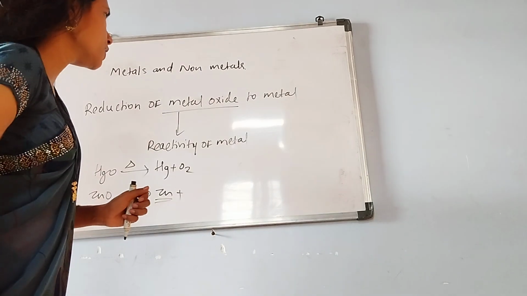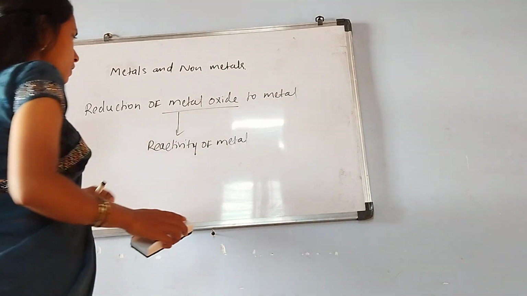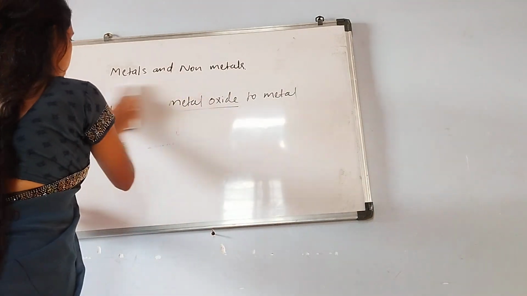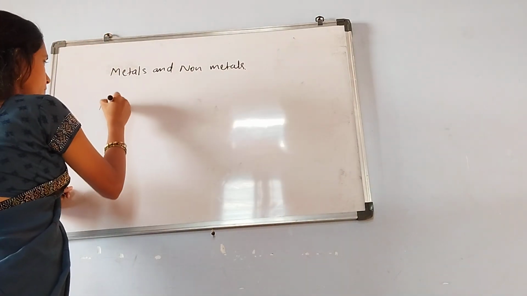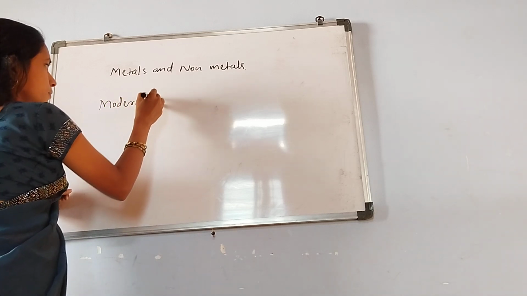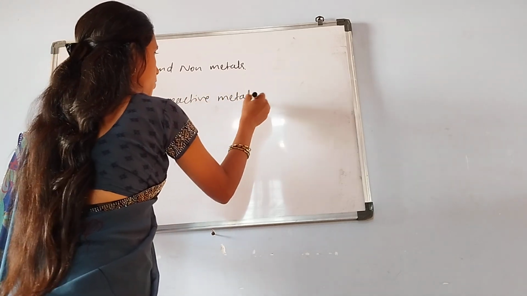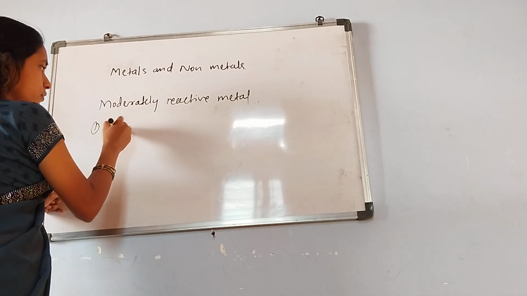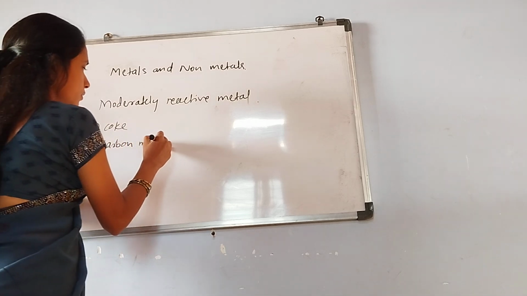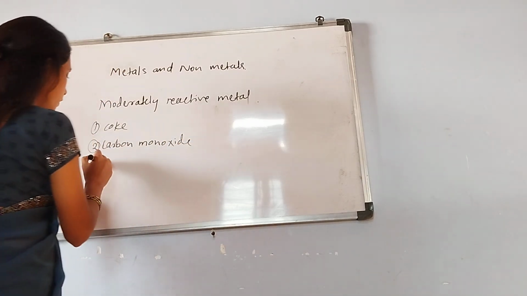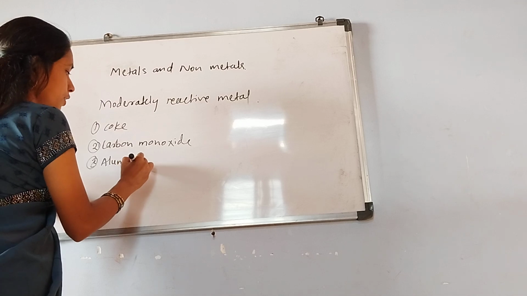For moderately reactive metals we need a certain reducing agent. Which reducing agents we use, I will discuss. So in the case of moderately reactive metals, we are using certain reducing agents. One is coke. Next we use carbon monoxide. And again we use aluminium. So these are the reducing agents we use for the moderately reactive metals, for the reduction of metal oxide to metals.